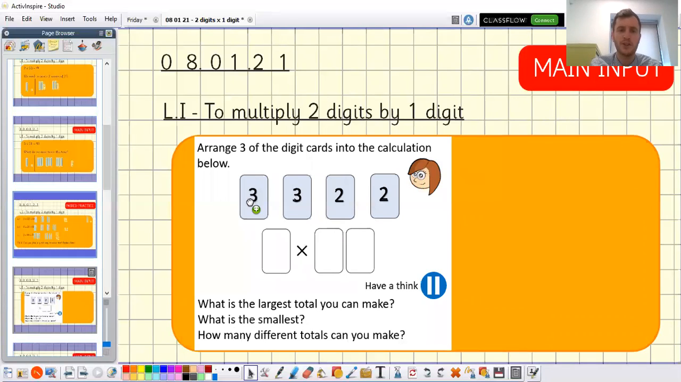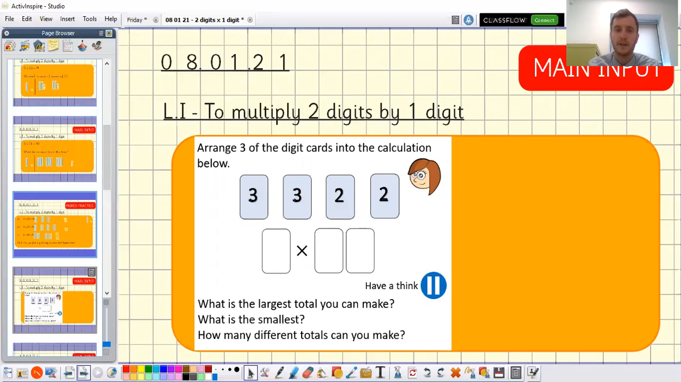So how could you arrange those digits to make the largest total, the biggest number you can? How could you arrange those digits to make the smallest total? And how many different totals, how many different answers can you come up with? Have a go at that. If you're not so sure, we're going to go through it together in a moment. See if you can have a go at least creating some different totals from that.